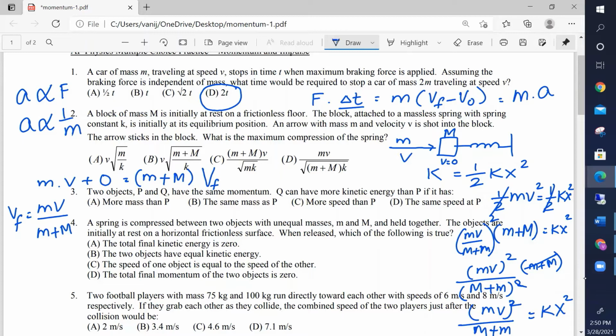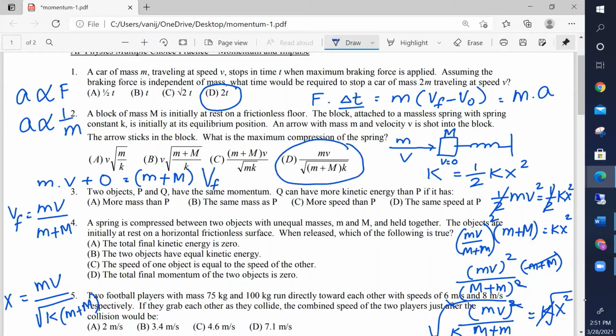So I can divide by k. I can bring k to this side, and the k is going to go in the denominator here. And so I can get rid of k, and then you square root on both sides. And when you square root, the square and the square root for mv is going to go away, leaving us with x is equal to mv divided by square root of k times (m plus M). And therefore your answer is going to be D.